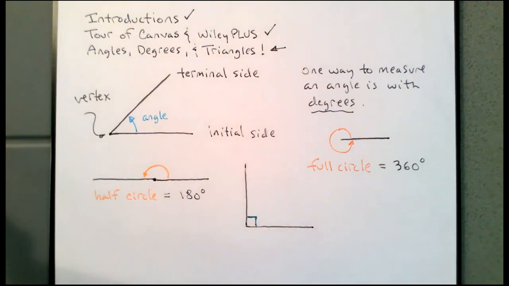What kind of angle? How come I drew a box instead of just a little arrow? What kind of angle are we dealing with? We're dealing with a right angle. A right angle is 90 degrees.